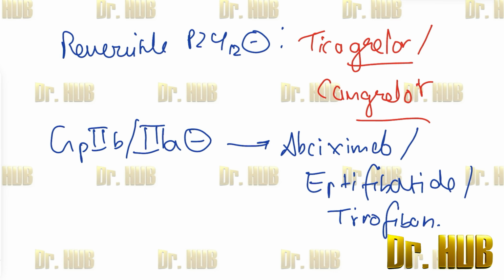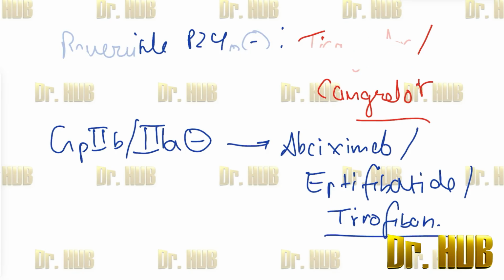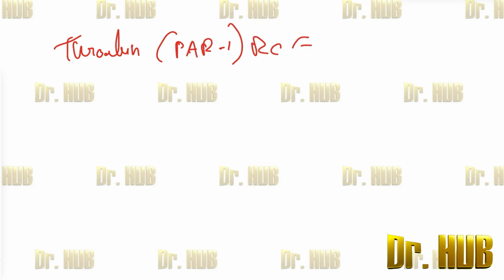GP2B and 3A inhibitors: abciximab, eptifibatide and tirofiban. So all of this comes under the GP2B and 3A inhibitors. Next moving on to the thrombin PAR1 receptor antagonist. The drug here is vorapaxar.